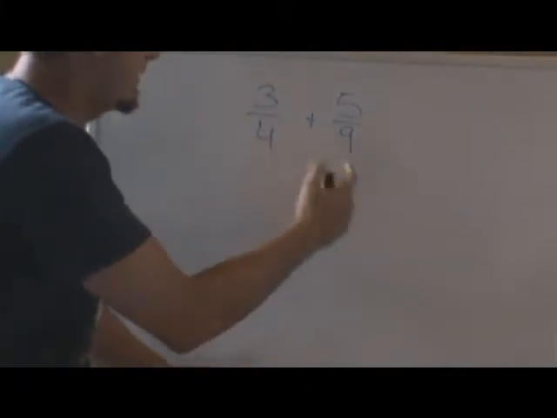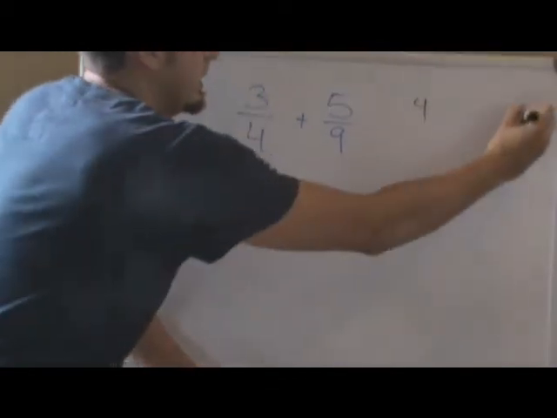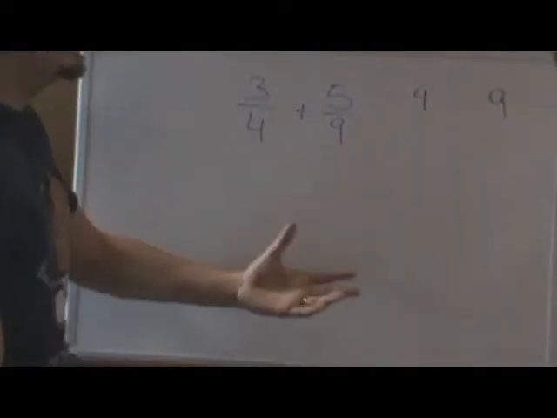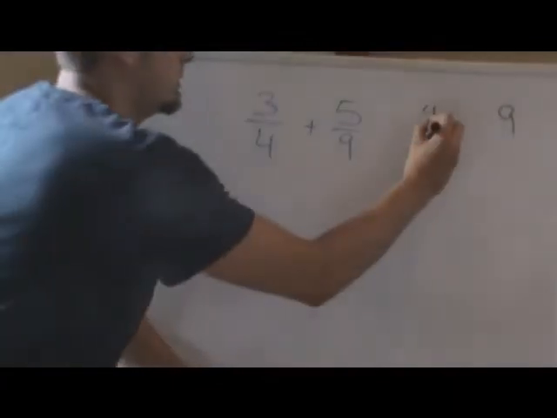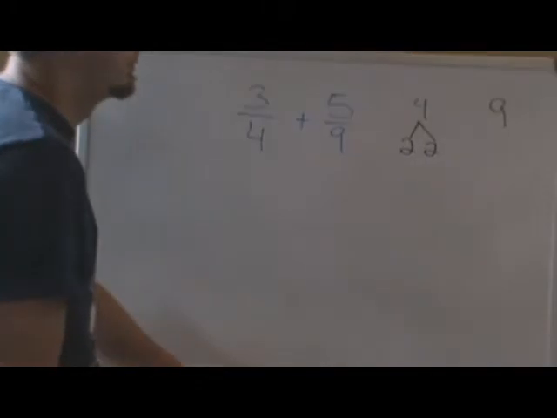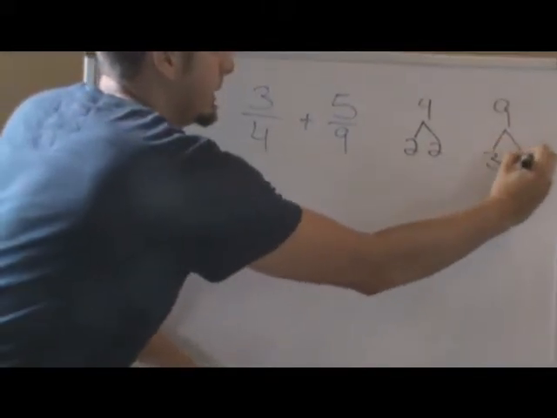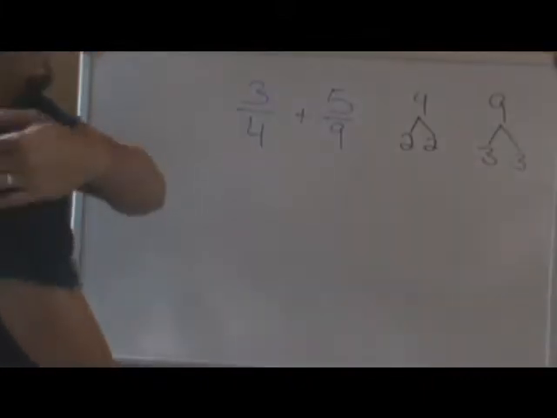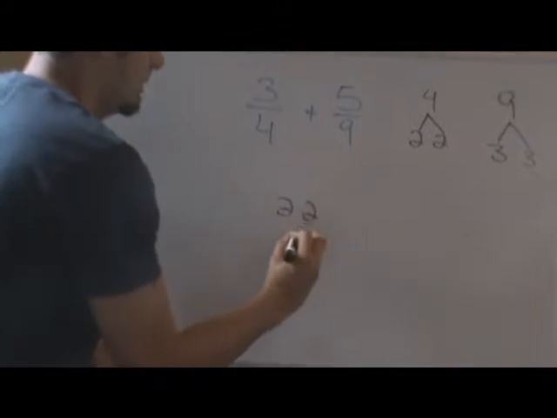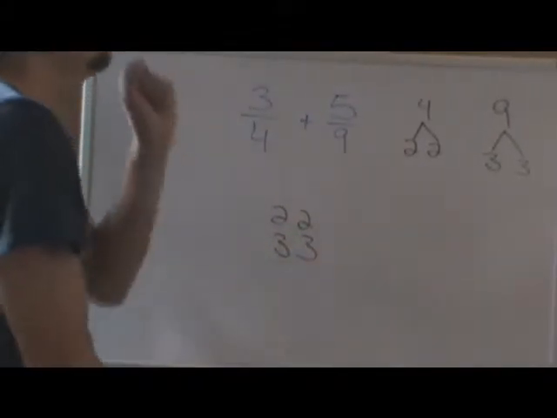So we need to find the LCM of 4 and 9. So we have 4 and we have 9. In order to find LCM, just a quick refresher, we need to do the prime factorization. 4 is really easy, it's 2 times 2. 9, really easy as well, it's 3 times 3. So prime factorization of 4 is 2 times 2. Prime factorization of 9 is 3 times 3.